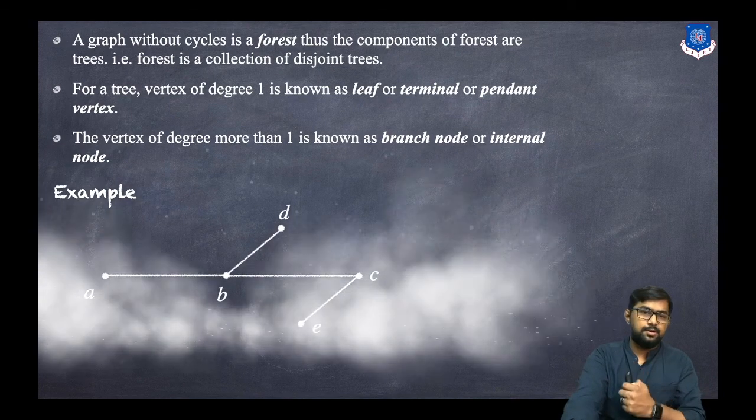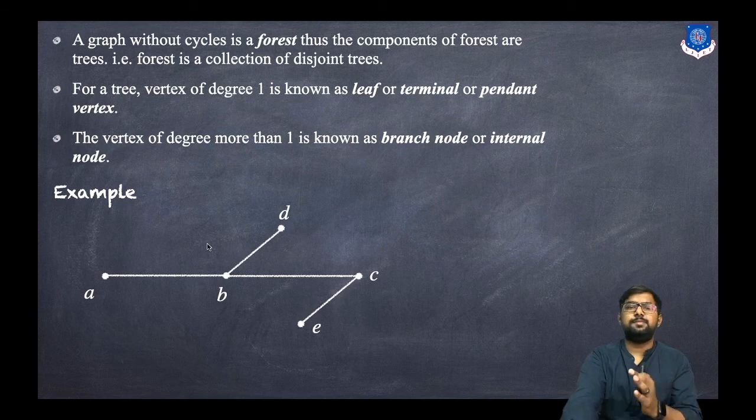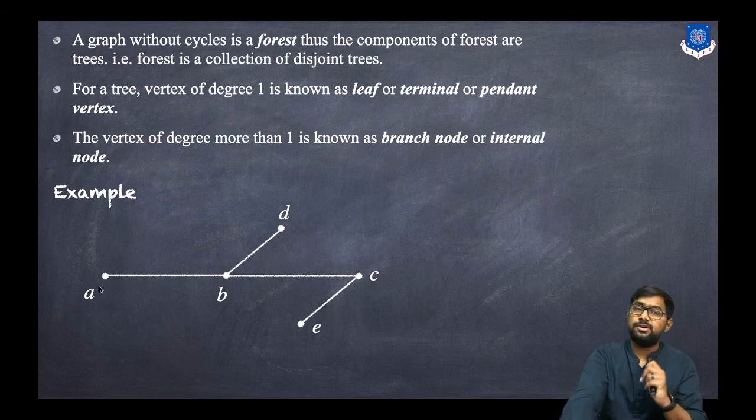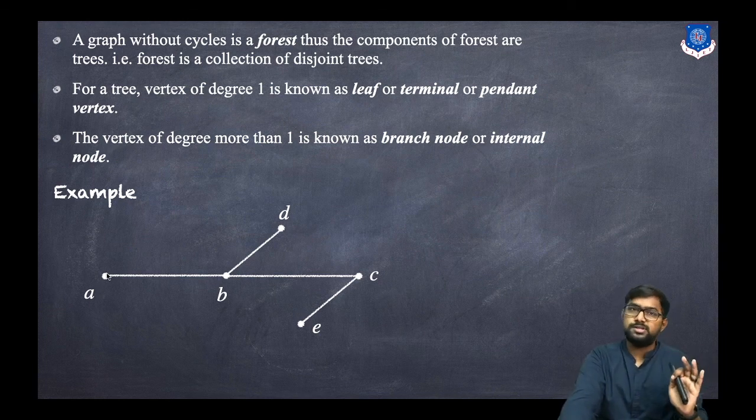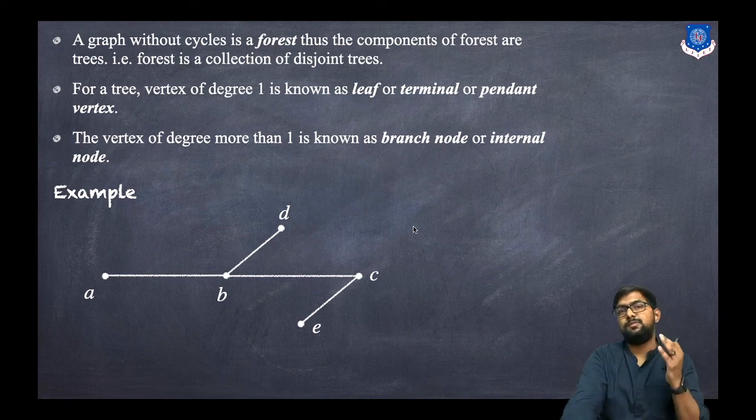Let us discuss an example. As you can see, first it is a tree, and it is connected, and obviously as it is a tree, we don't have cycles. We have a total of 5 vertices. We all know what the degree of a vertex is, and if you don't, just go through the previous videos, I think the first three parts. A has degree 1, D has degree 1 and E has degree 1. So A, D and E are leaf, terminal or pendant vertices.